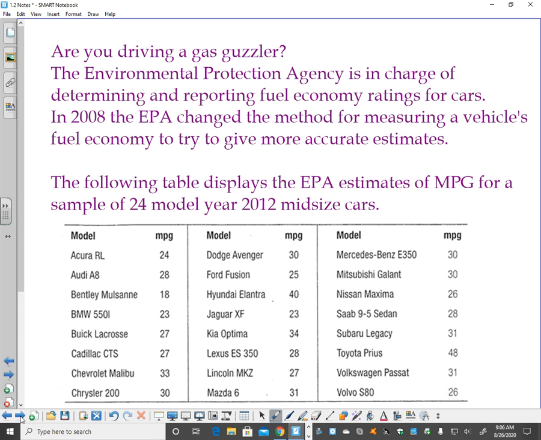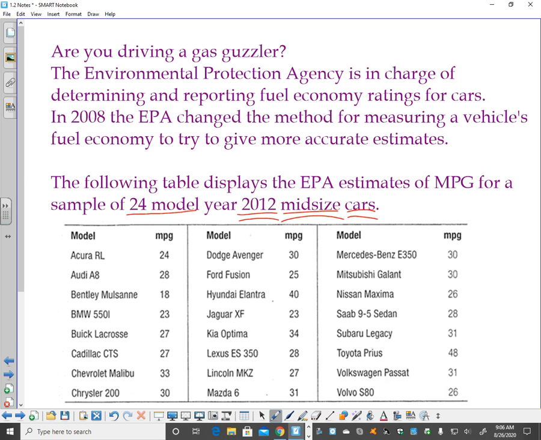Okay, now this is good statistics. We have 24 models. That's a good amount of cars. That's a good sample size. They are all the same year, and they are all mid-size cars. It would not make sense for me to compare a Toyota Prius to a souped-up Chevy that's just a gas guzzler. So these are all mid-size cars. So this is a great sample of data.